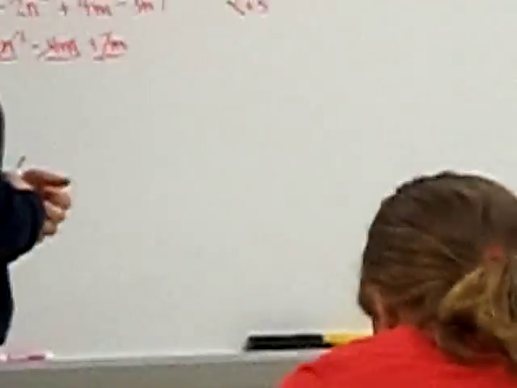Well, what do we do here? We just distribute. This x times x becomes x squared. X times 3 becomes 3x. So there's the area of the first room right here: x squared plus 3x. Okay, do the same thing down here.